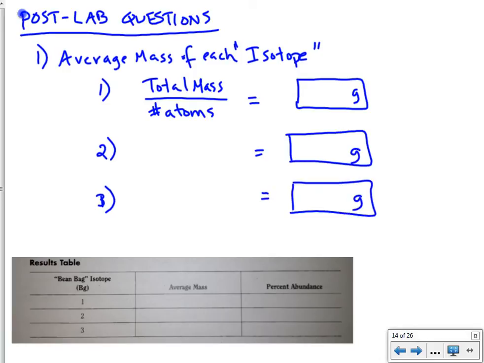You will then take those masses and you will record those answers. So this answer that you get here belongs here. The answer for isotope 2 goes there, and isotope 3 will go in that spot right there. Okay? So that's postlab question number 1.